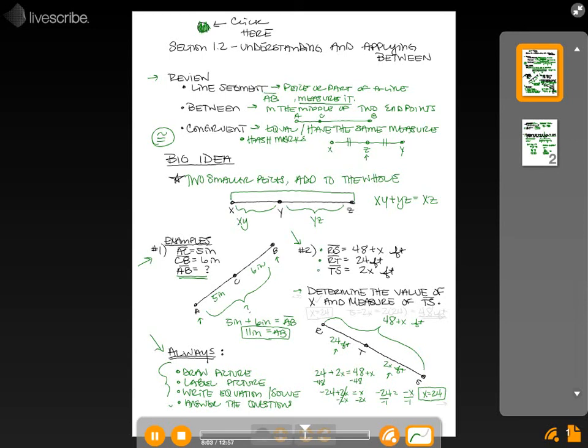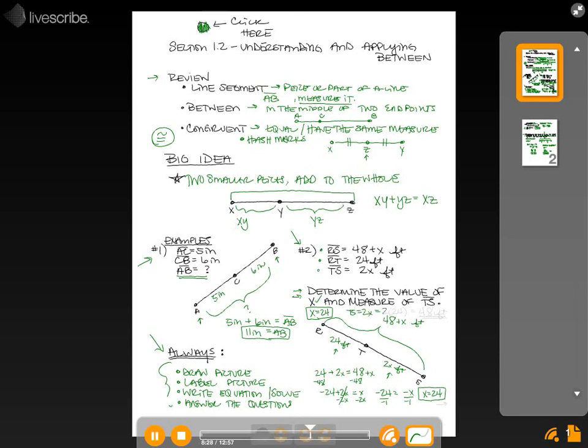Okay, now I want to answer the question. If we go back to our question up here, it says determine the value of x, which we did. x is 24. We're half done. And the measure of TS. We need to know how long TS is. All right, and we know TS is 2x.